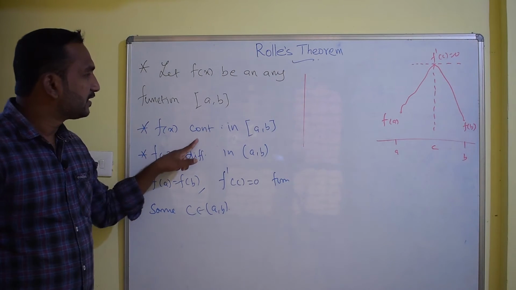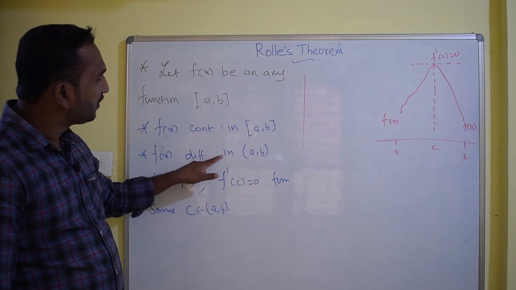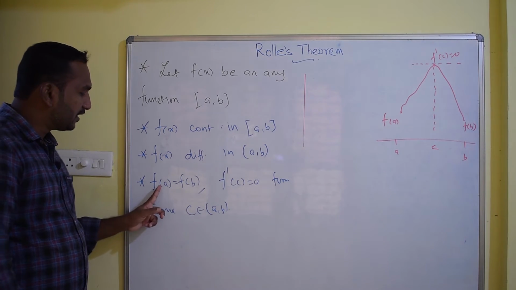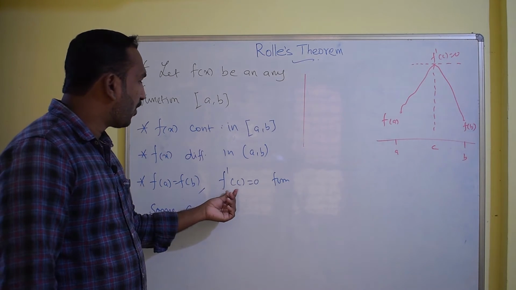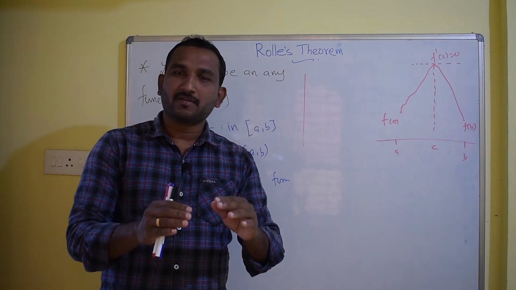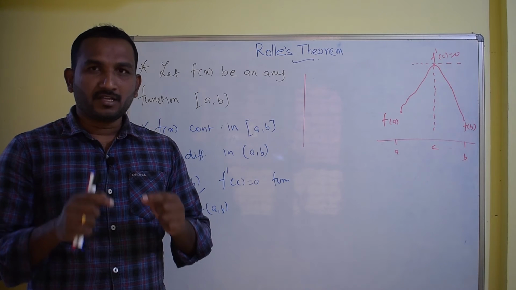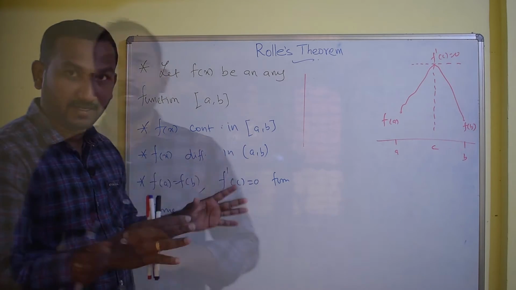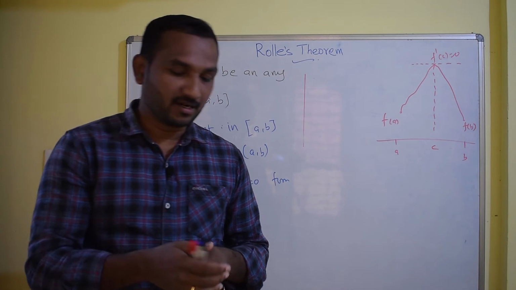f of x is continuous in the closed interval a comma b, f of x is differentiable in the open interval a comma b, and f of a is equal to f of b, that is, the starting point and ending point are equal. If that is so, then there is such a point, that is f dash of c is equal to 0, for some value c lying in the open interval a comma b. If the starting and ending points are equal, it has a maximum or minimum inside the interval. We will prove this theorem by reducing it to another theorem. That theorem is called Fermat's theorem.